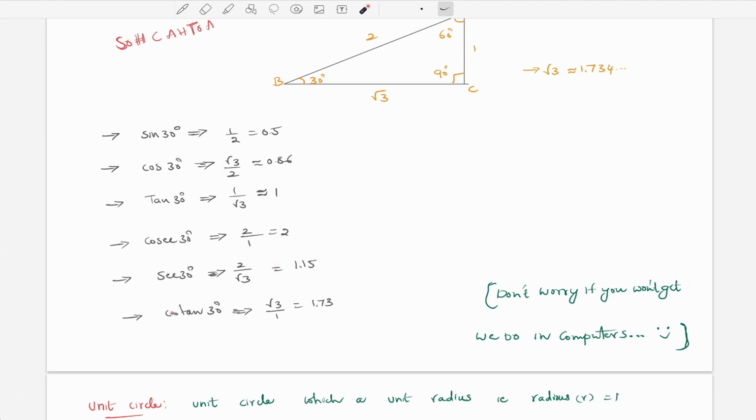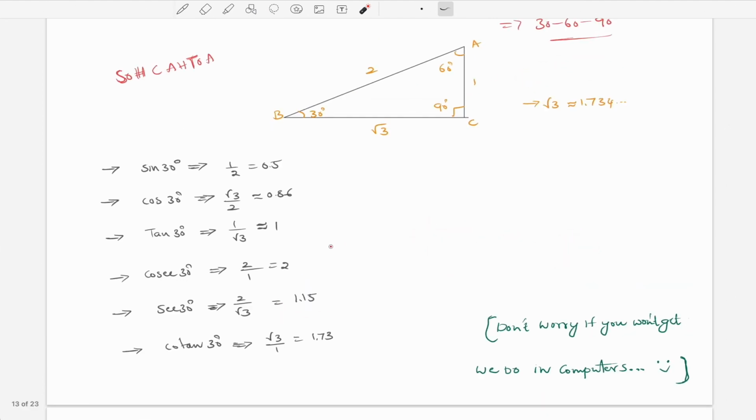After that we have a cotangent. So what is cotangent? 1 by tan, right? So what is 1 by tan here? 1 by 1 by root 3. It will become root 3 by 1, which is root 3, and the value of root 3 here is 1.73. So we just simply write this value.